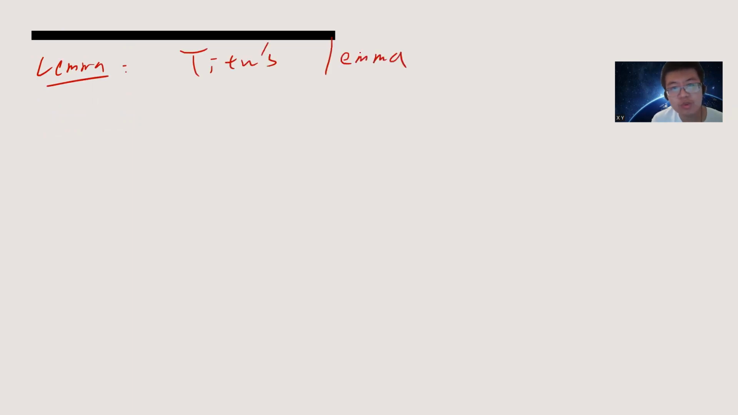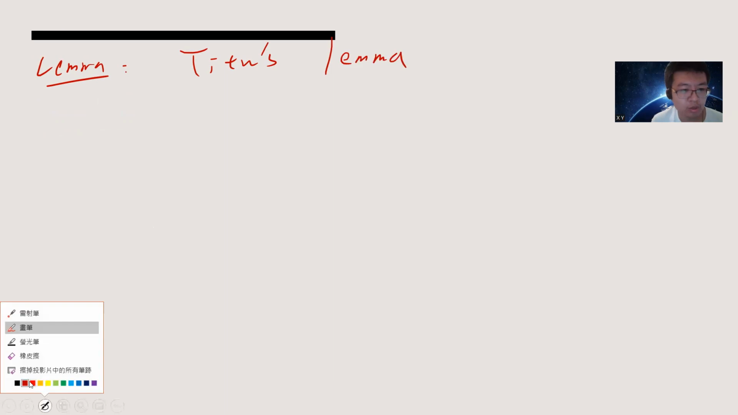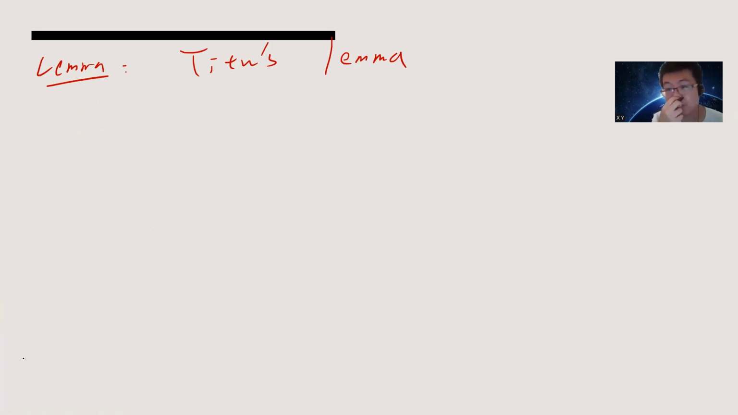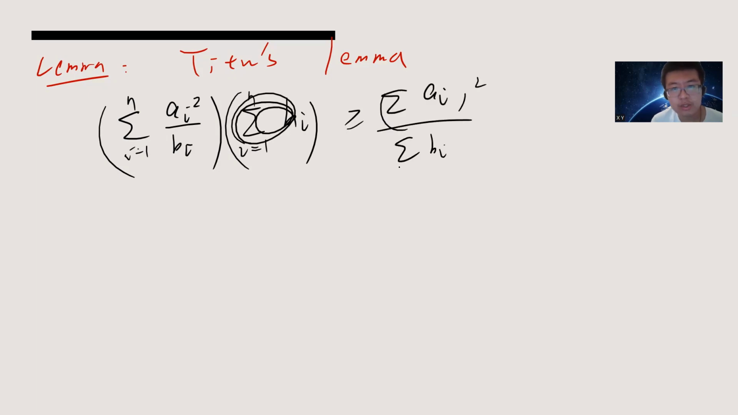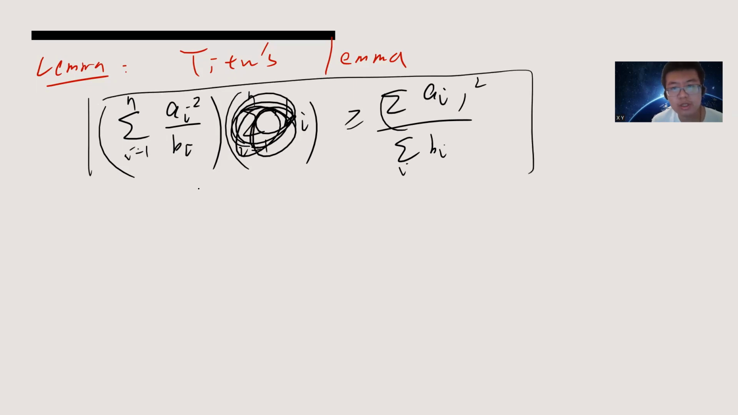If you haven't seen my other videos, I recommend seeing the Titu's lemma proof. Basically, it's very simple. Start from some a_i, b_i, with i from 1 to n, where b_i should be positive. Then the sum from 1 to n of a_i squared over b_i is greater than or equal to the square of the summation of a_i over the summation of b_i. This is called Titu's lemma.